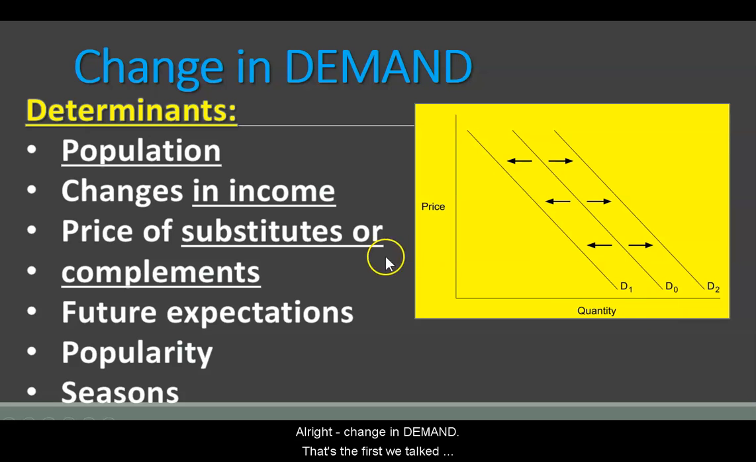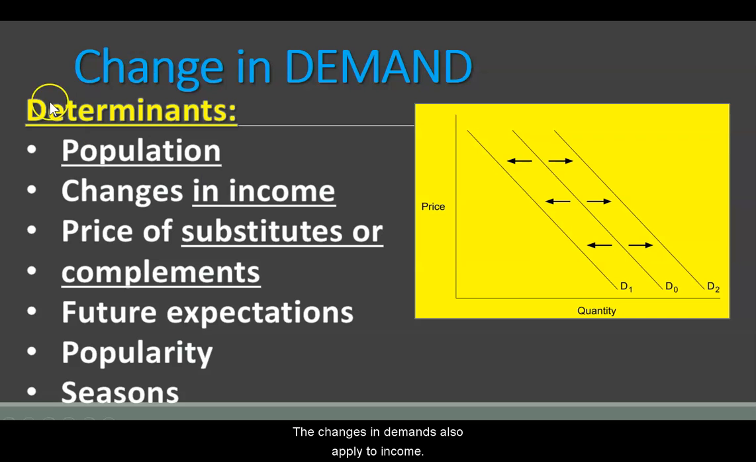Alright, change in demand. That's the first one we talked about where it shifts left and right, as you can see in the picture right here. So determinants, some of these examples are population. So if you have more people in a city, then you're going to have more demand for resources. That just makes sense. More cars, more gas, more groceries, more jobs, etc.